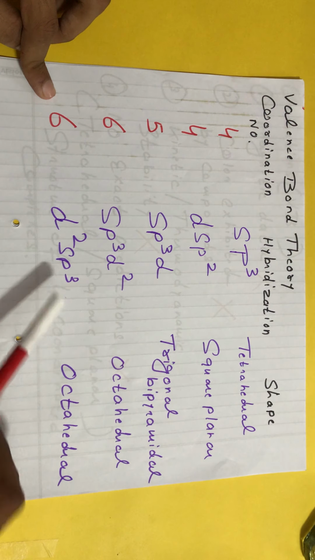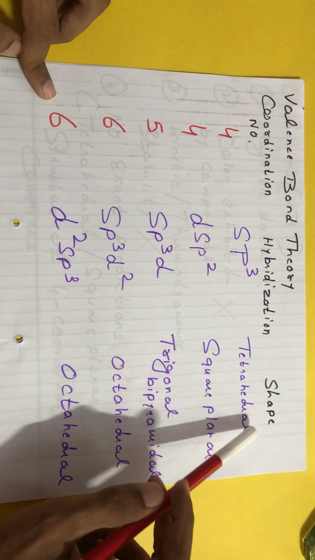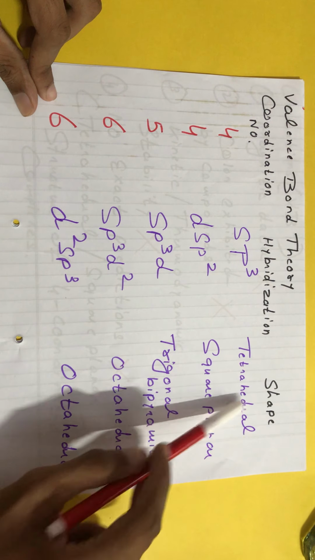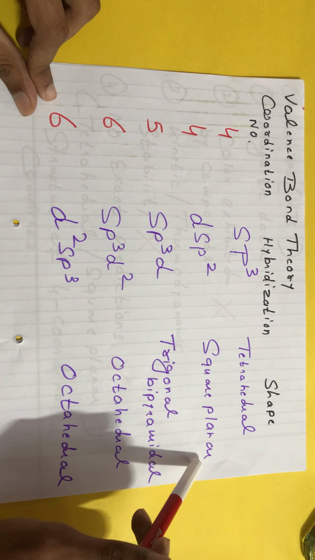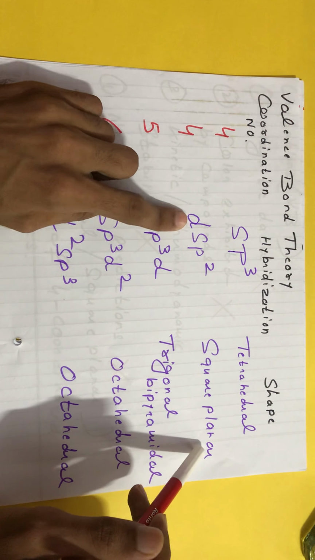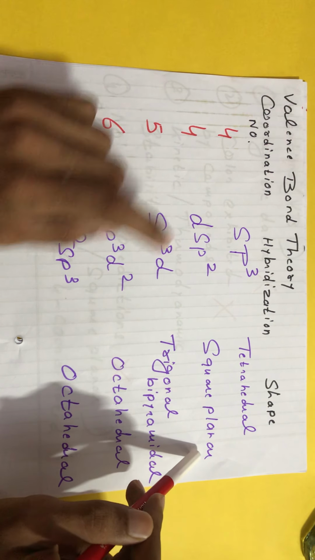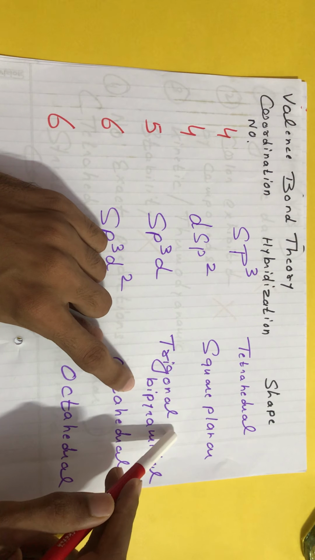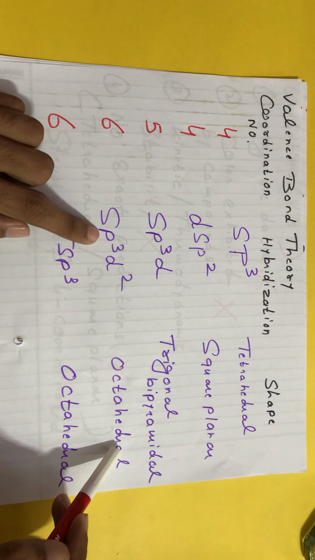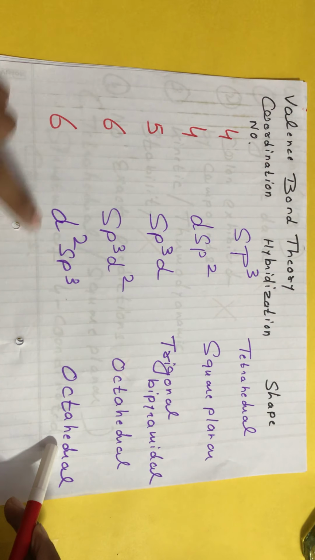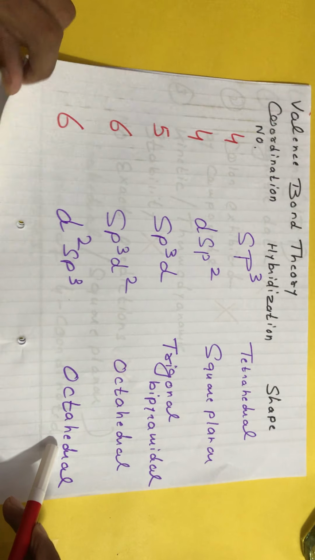Similarly 2 plus 3 plus 1, 2 plus 1 plus 3. So these are 4 coordination number, where we have the tetrahedral. Then if the 4 coordination number is another possibility of dsp2 hybridization, it's also a square planar structure. Then we can have a trigonal bipyramidal, and if the 6 coordination number is there, octahedral, and similarly another configuration possible in the octahedral structure is d2sp3 and sp3d2.